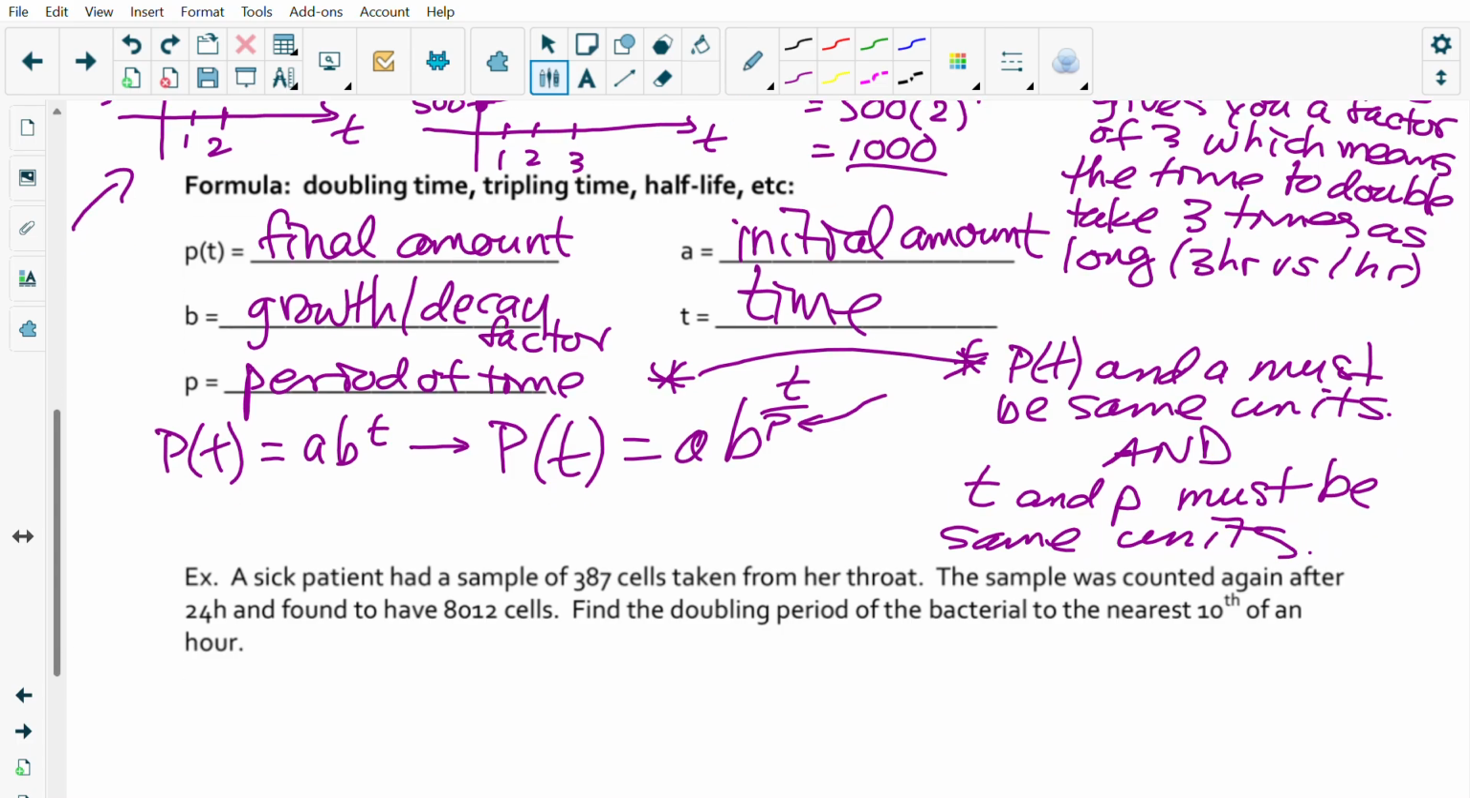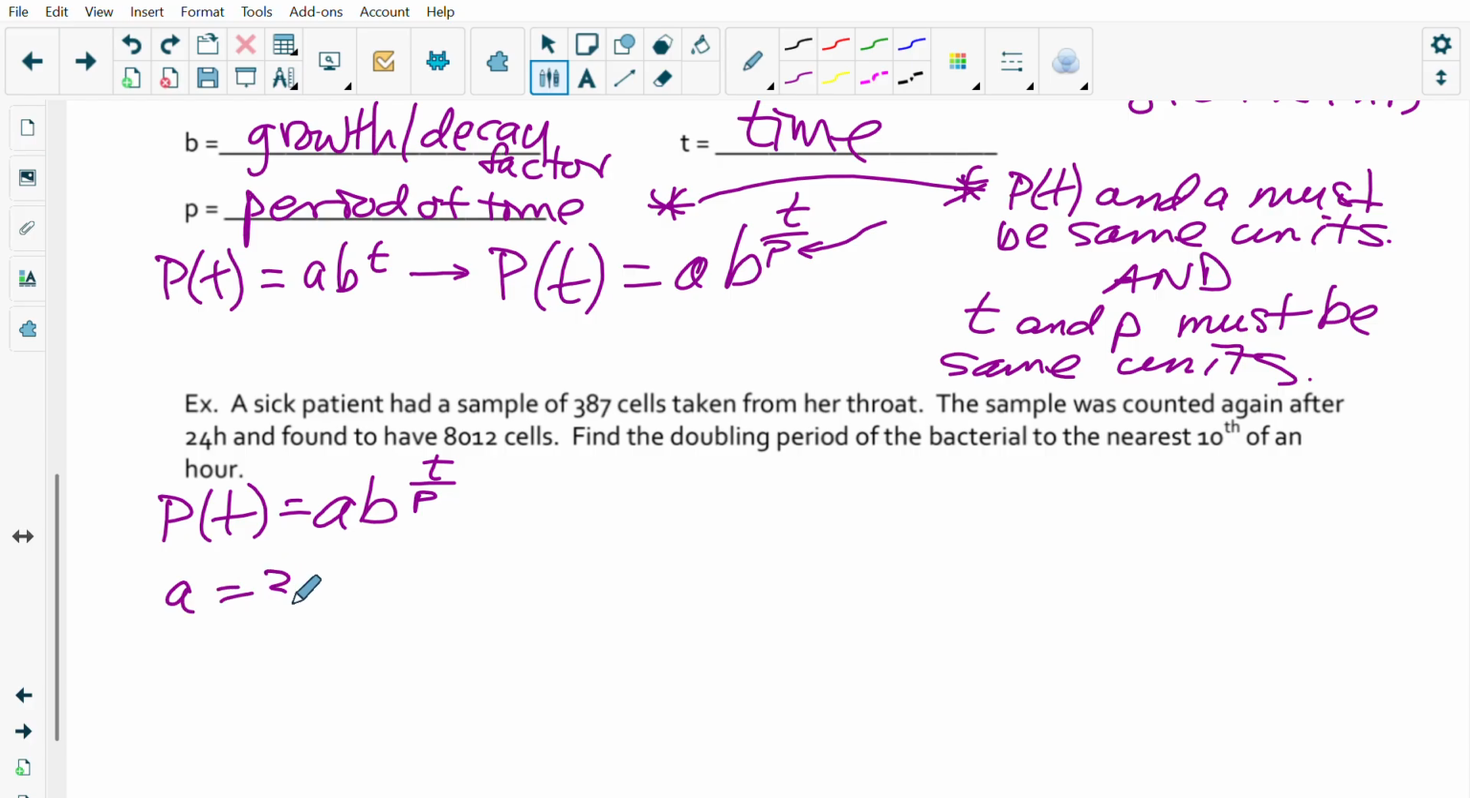Okay, let's do an example. A sick patient had a sample of 387 cells taken from her throat. The sample was counted again after 24 hours and found to have 8,012 cells. Find the doubling period of the bacteria to the nearest tenth of an hour. Okay, so let's look at our equation. P of t equals A times B to the T over P.